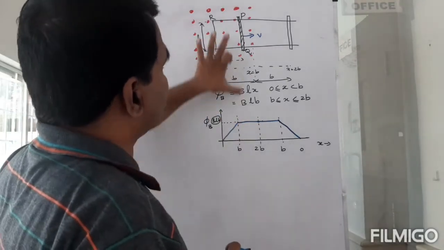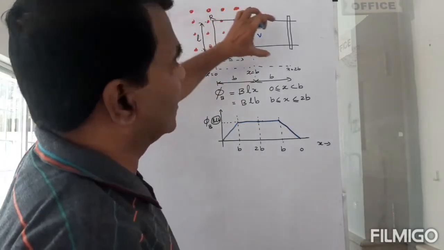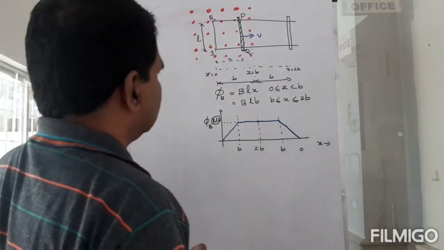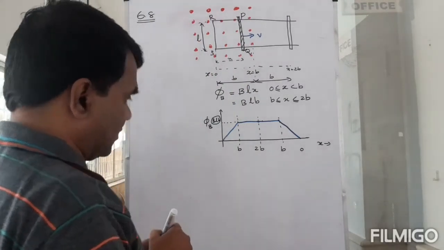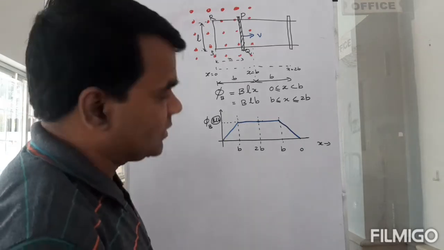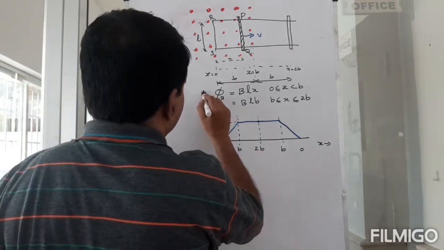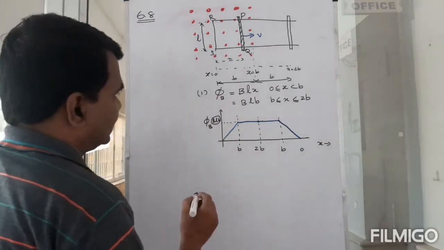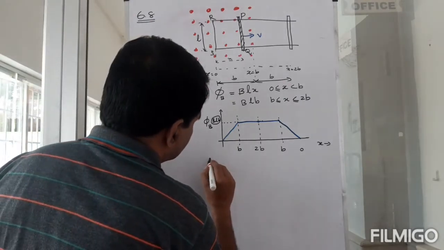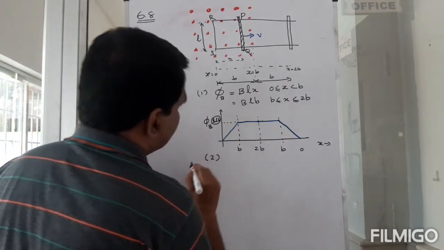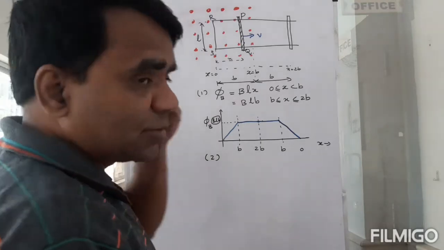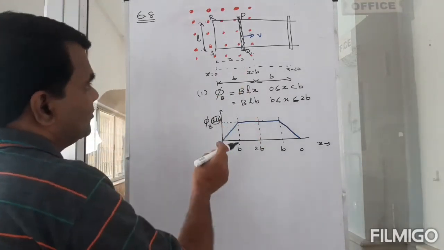So this is a graph of the flux. Okay, so that's the first part. What is the second part? The second part is determining the EMF. So what's going to be EMF?